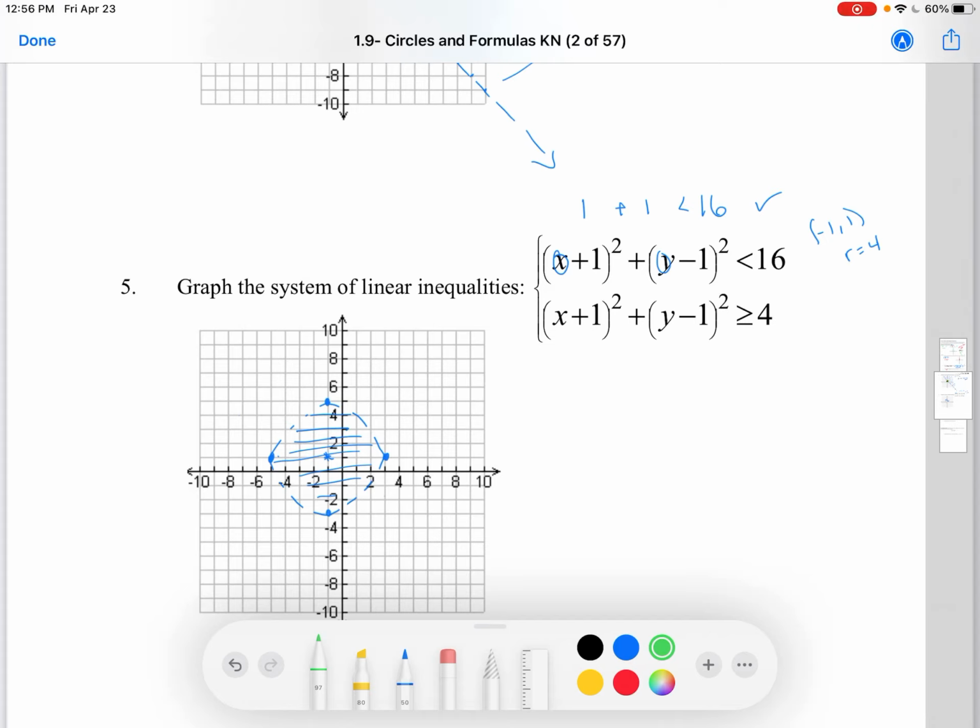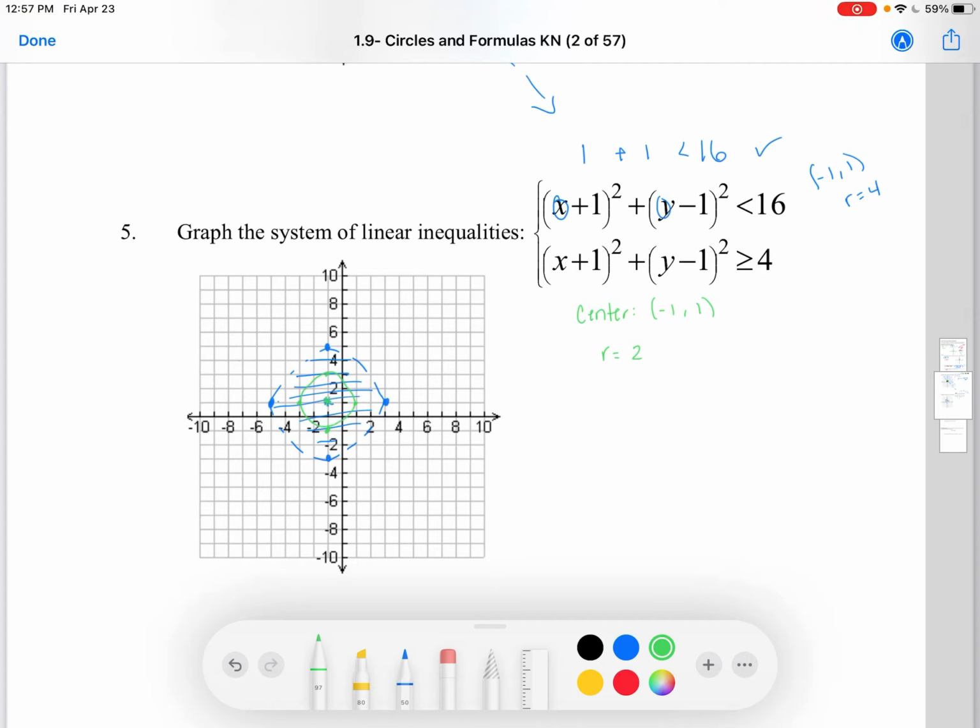Go ahead and do the same thing now on my second inequality. My center this time is at -1, 1. You'll notice it's the same center as before, but this time my radius is 2. So I'm going to go ahead and zoom in. The same center point, but now I'm only going to go 2 units right, up, down, and left with a solid line. This time it says it wants everything greater than 4, so I'm going to shade everything on the outside.